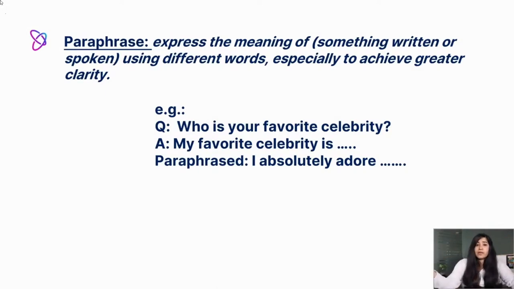So if you answer my favorite celebrity is Shah Rukh Khan, it's a basic answer. But if you paraphrase it and you say, I absolutely adore Shah Rukh Khan, you have a better answer, a better structured answer, and a better way of putting it. Again, the way you express it, using your tone and intonation, also adds to it. So the examiner gets more interested and will be more attentive to your answer. As you can see, the difference between the two is that you're adding a bit more words, and the way you're telling the examiner adds to your score.